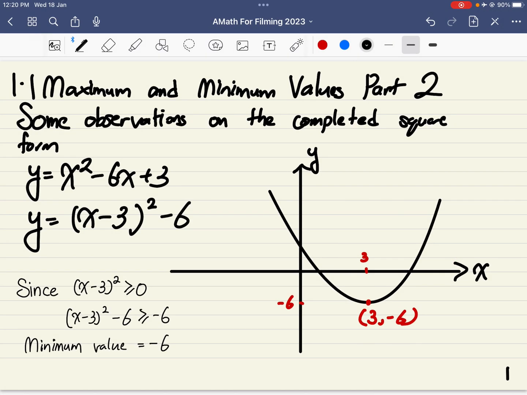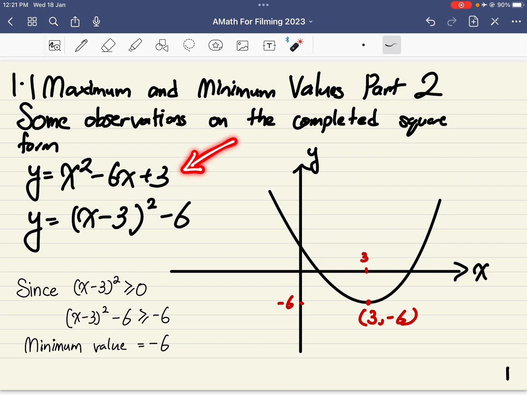Okay, this is part 2 of chapter 1.1, maximum and minimum values. Before we even begin the examples in the textbook itself, what I want to actually cover is some ideas of the maximum and minimum point. So for example, these are my own examples.